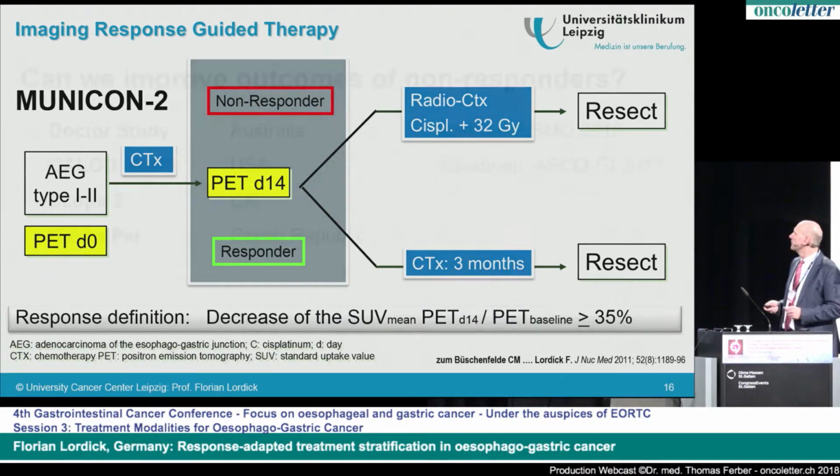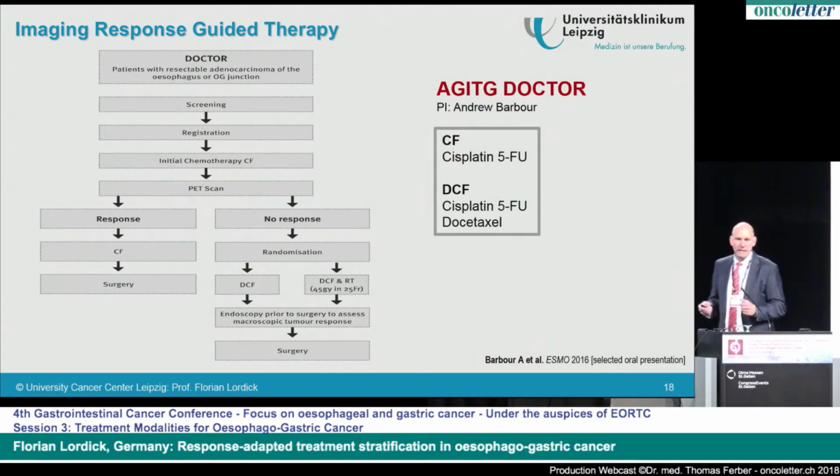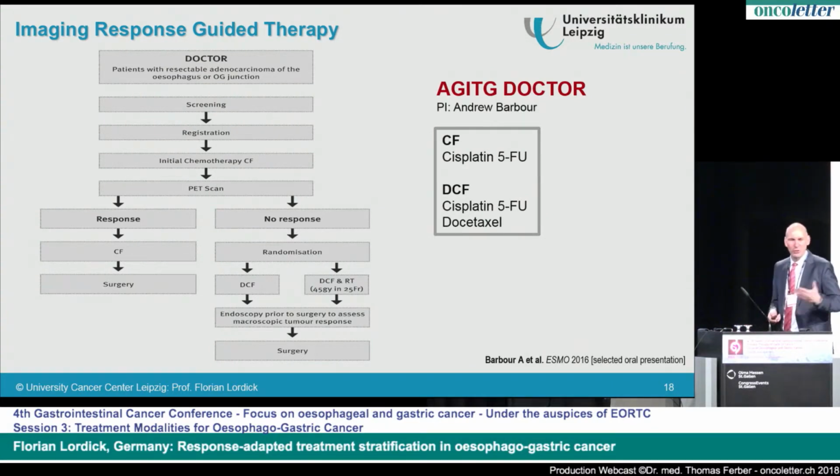It remained poor. And then there are several ongoing but not yet shown or not yet fully published studies, like the Australian doctor study, the US CLGB 8083 study, the UK Scope 2 study, and the GastroPet study from Czech Republic. And I just show you the designs, just to give you an idea what investigators who took up the Municon idea had as an idea to improve the prognosis of metabolic non-responders.